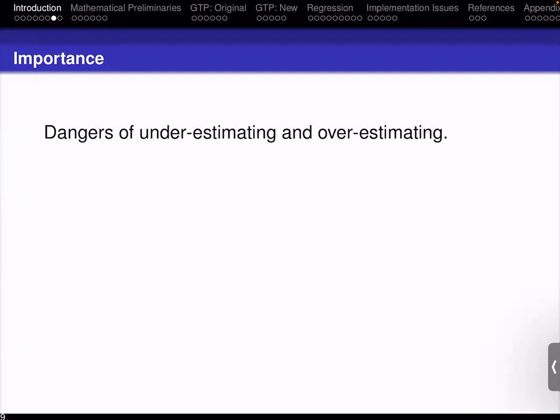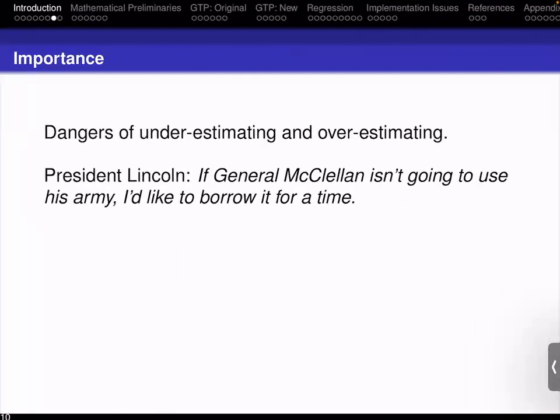All right, so we've talked about the dangers of overestimating, underestimating. One of my favorite quotes is from President Lincoln. There's many different variants of this going back to the Civil War. If General McClellan isn't going to use his army, I'd like to borrow it for a time. So he had a reputation, well-deserved, of being a wonderful trainer of men and getting the army ready to fight.